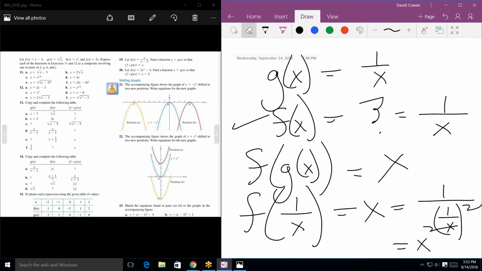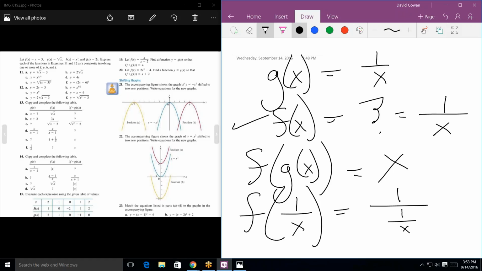Now, if we do f of 1 over x, and f of x is 1 over x, then we get 1 over 1 over x, and that is indeed equal to x. So this is the correct answer for f of x. And that's what they're looking for.